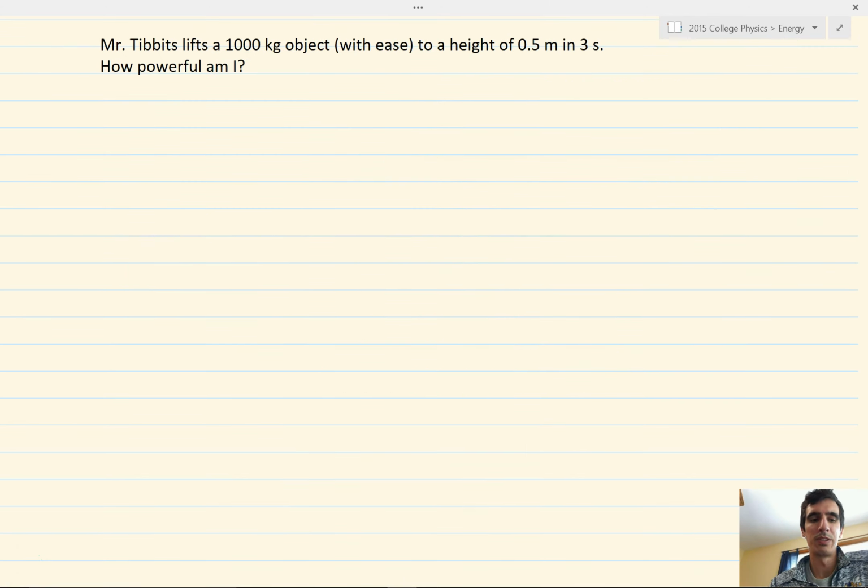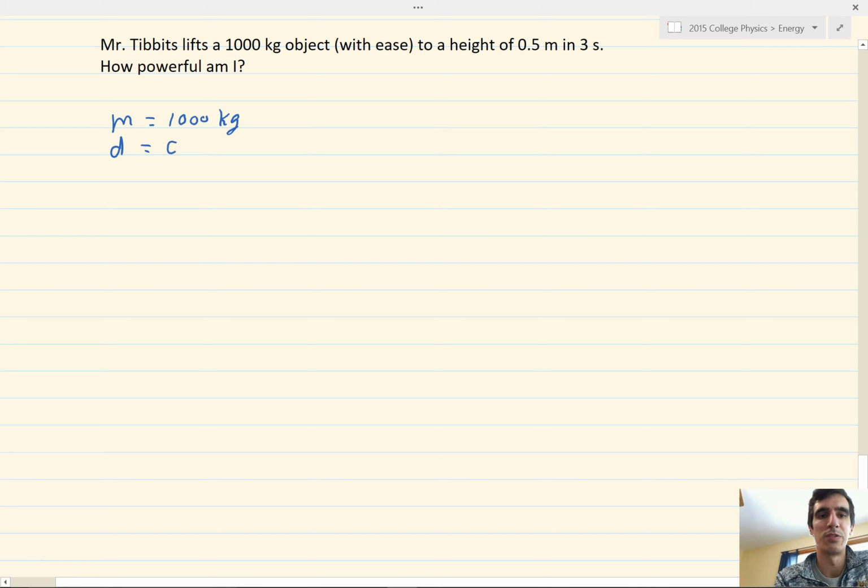Okay, last problem for the day. Mr. Tibbetts lifts a 1,000-kilogram object with ease to a height of 0.5 meters in 3 seconds. How powerful am I? Let's label our knowns first. We've got mass is 1,000 kilograms. The height is a distance, or displacement, which is 0.5 meters. And the time is 3 seconds. And we're finding power.